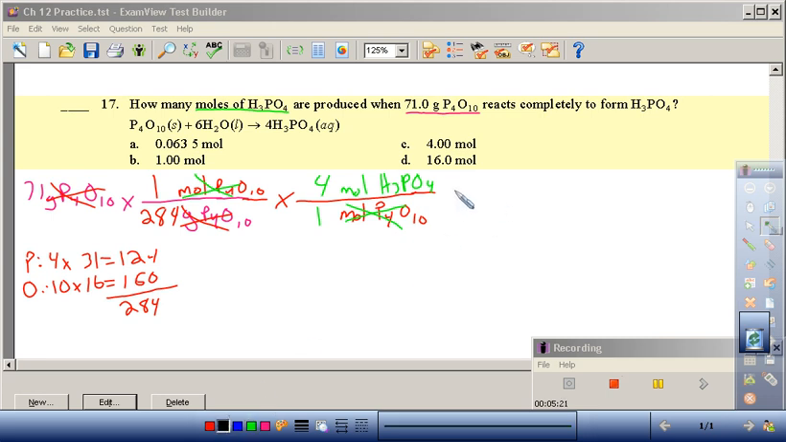I'm just going to calculate an answer. I'm going to take everything on top, multiply it by everything on the bottom.